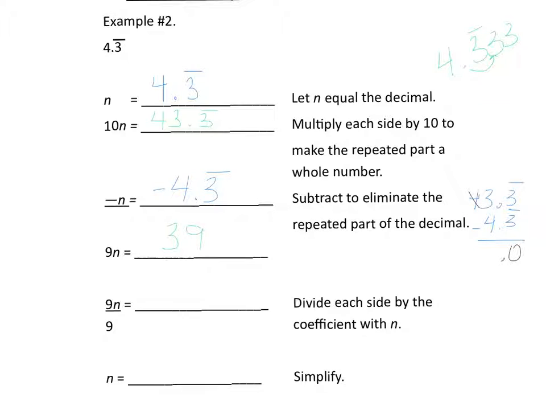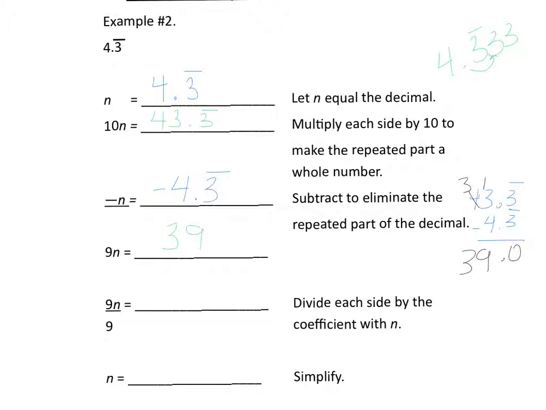And so now we just have to subtract 43 minus 4. Can't do 3 minus 4, so we borrow. The 4 becomes a 3, and the 3 becomes a 13. 13 minus 4 is 9. And then 3 minus 0 is 3, so we get 39. That's how I got 39.